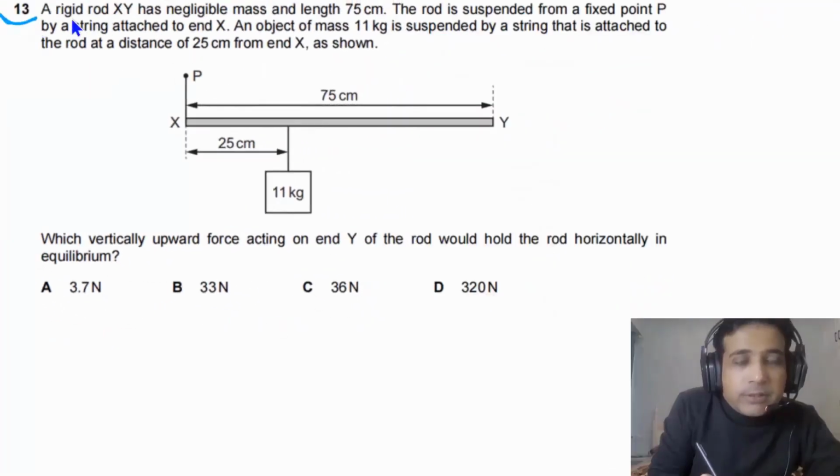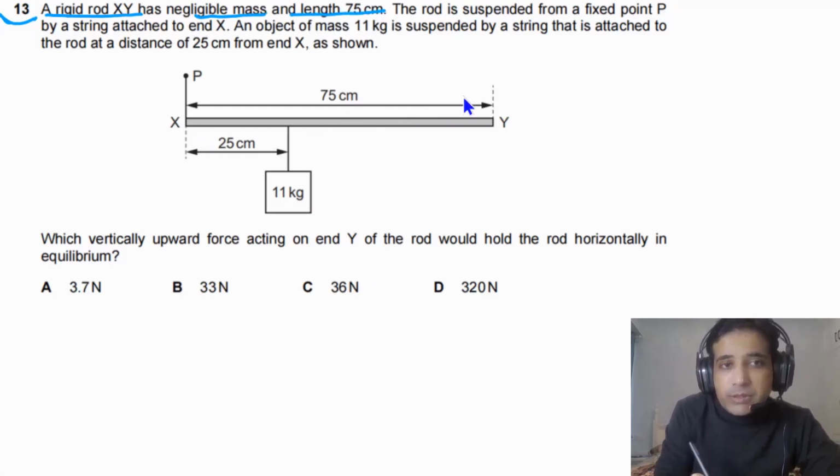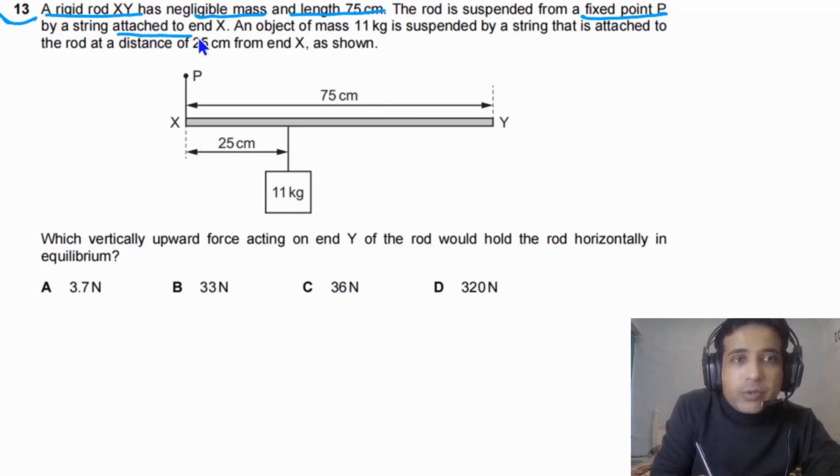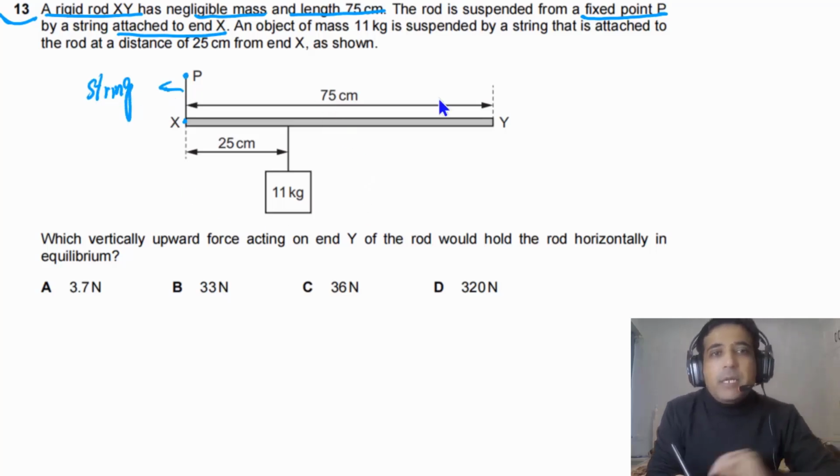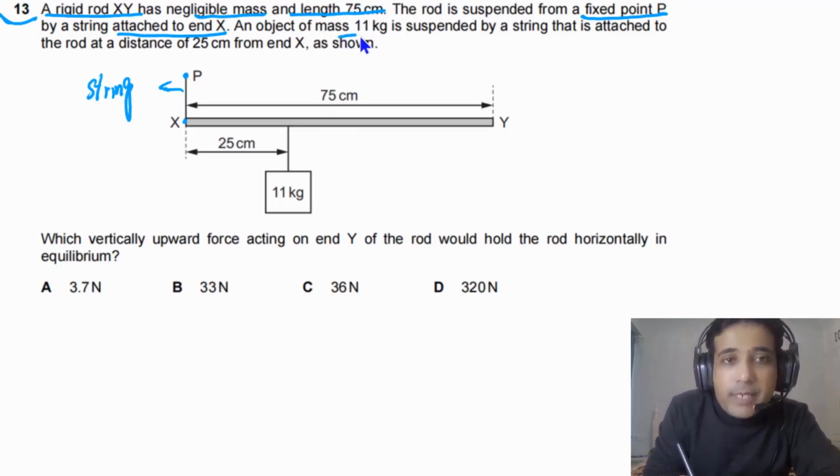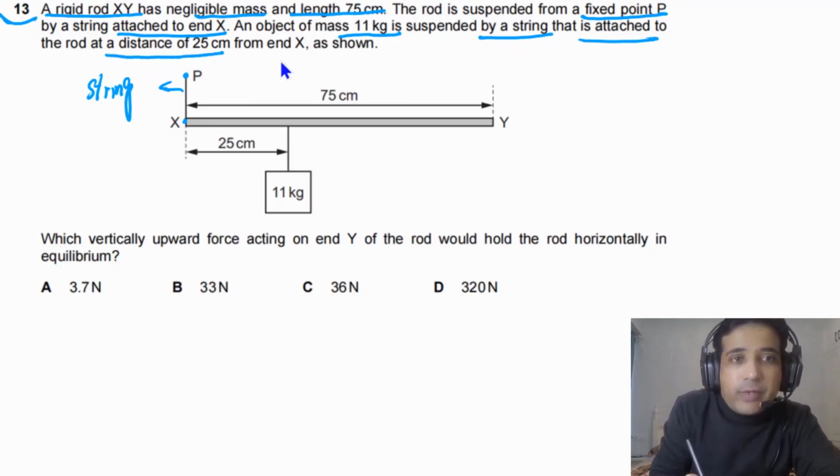For question number 13, it is given to us a rod XY has negligible mass and the length of the rod is 75 centimeters, as you can see here. The rod is suspended from a fixed point P by a string attached to end X. So as you can see here, this is end X and it is suspended from this point P. And this is string, and string is also massless. It is also given to us an object of mass 11 kg is suspended by a string. So this is also a string attached to the rod at a distance of 25 centimeters from end X. So the object is attached here with this rod.